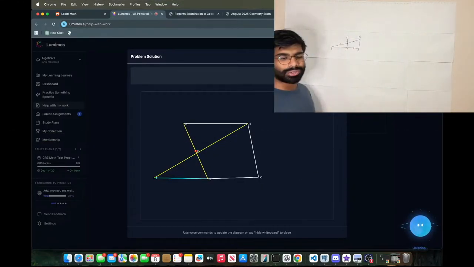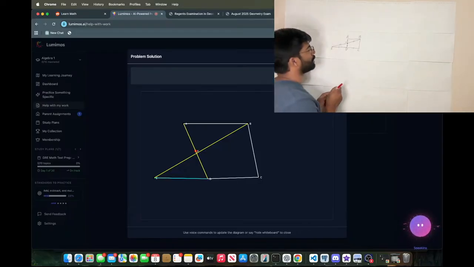Wait, I'm a little confused. A B D E? Isn't it? Don't you mean A B C D? What do you mean A B D E? Oh, am I supposed to draw missing lines there to make it a quadrilateral? Exactly. Great insight. Yes, you need to imagine connecting A to B, B to E, E to D, and D back to A. Let me draw that on the whiteboard so you can see it clearly.